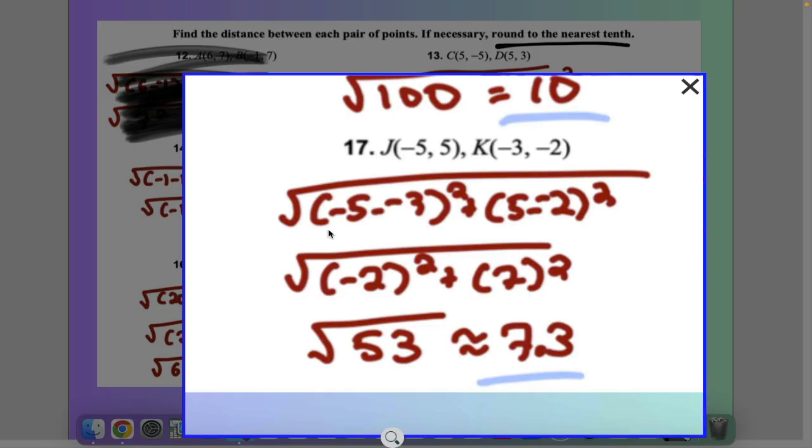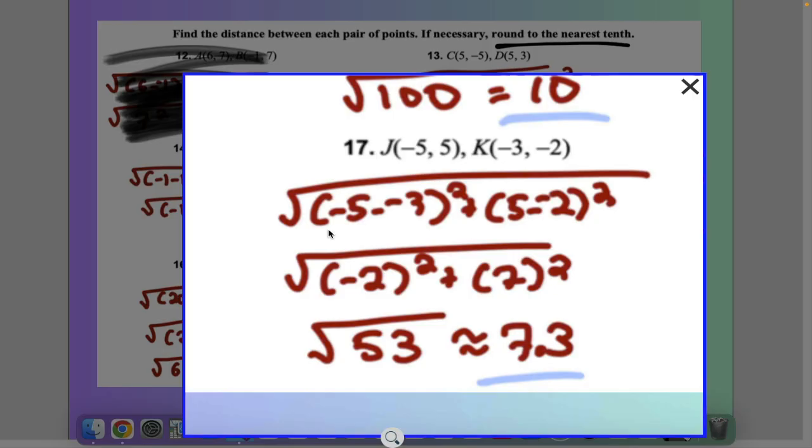Question to the group. Which one is my x1 between these two? It doesn't matter. I get to pick. So I can either do -5 minus -3 or -3 minus -5. It does not matter. But kind of like when you're finding slope, if I'm going to go in this direction, I should probably go in that direction. I get the same answer. Okay? Now from here, it's just calculations.